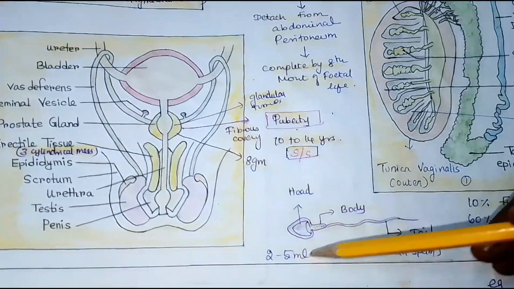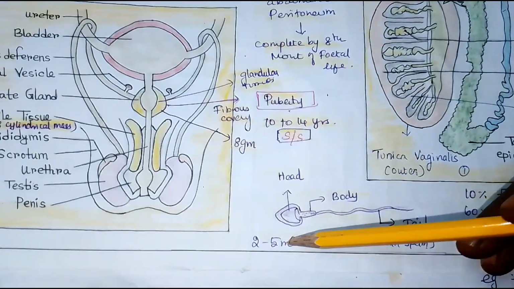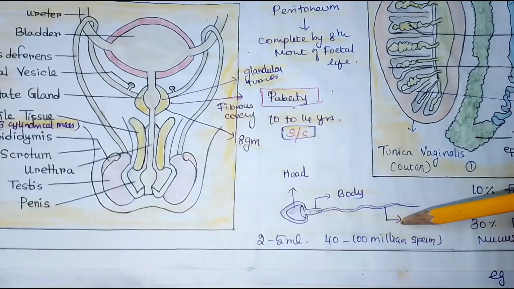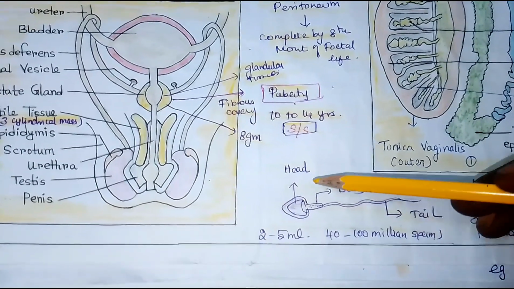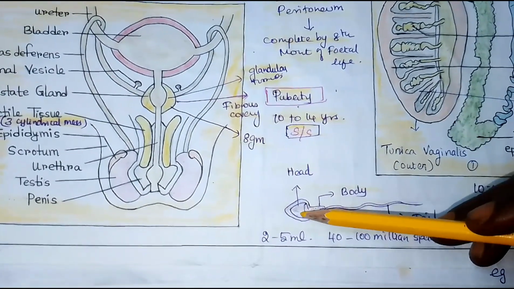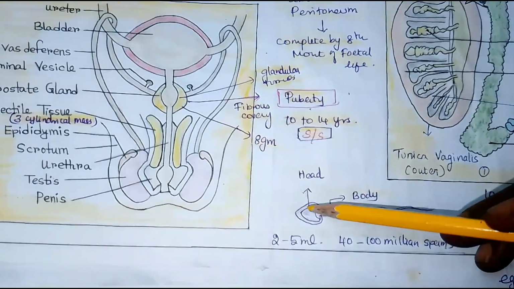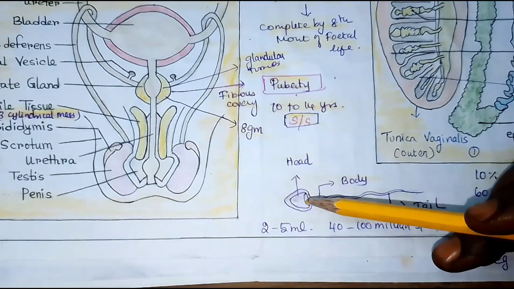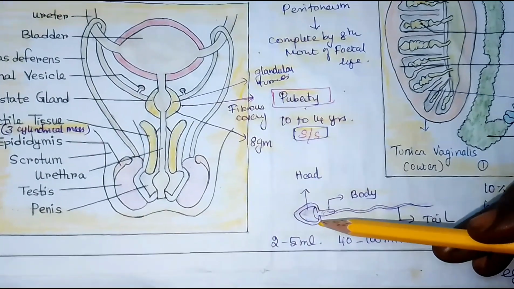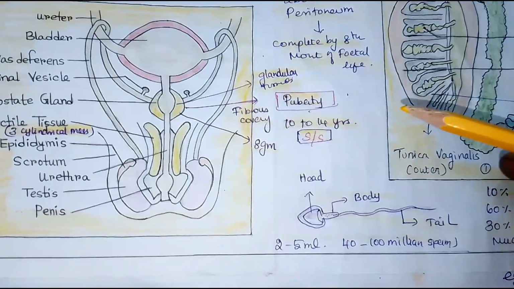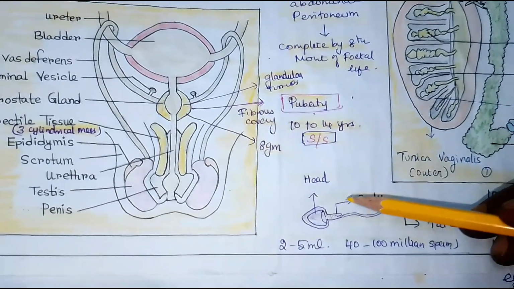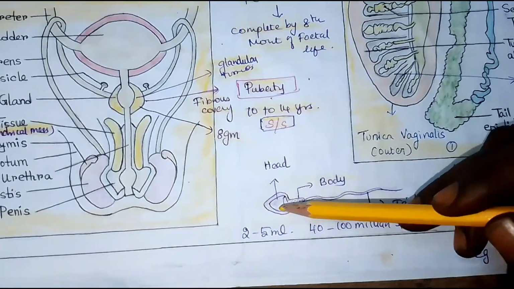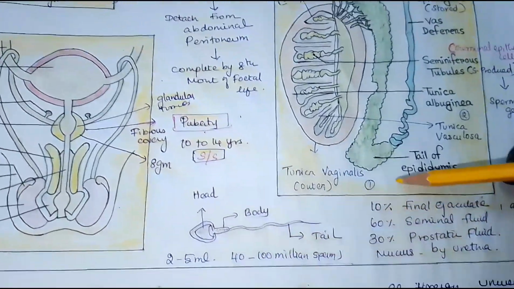Each time, how many ml will be ejaculated? 2 to 5 ml will be ejaculated. In the 2 to 5 ml of semen, nearly 40 to 100 million sperms are present. This is the structure of a sperm: the head, body, and tail. There is fructose present in the sperm. So the sperm have movement, whereas the egg does not. The egg moves only by the cilia of the mucosa of the tube, but the sperm move very actively because fructose is already present.